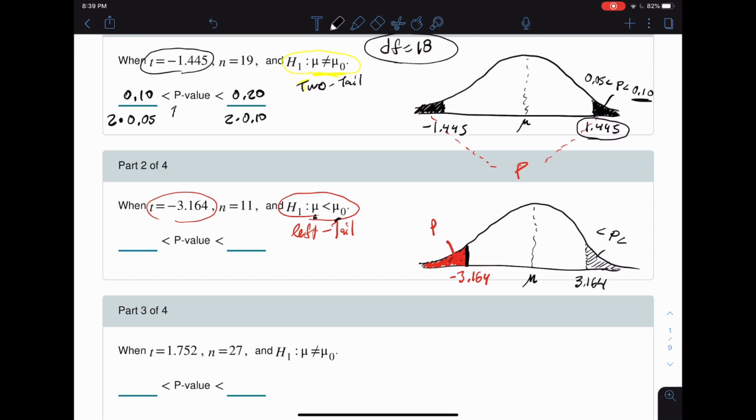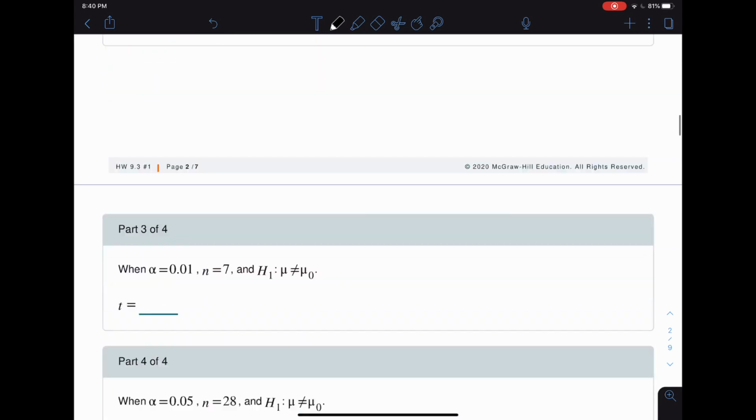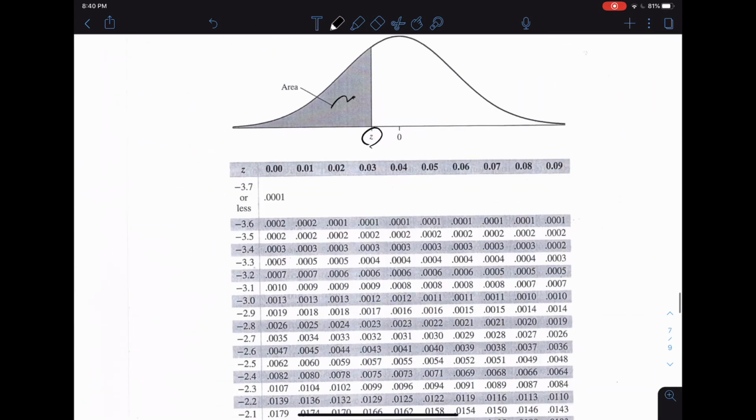Okay, let's look it up. What do we need? We need a degree of freedom, which is 1 less than the sample. Degree of freedom is 10. And we have our t-value we're looking up. Our t-value is 3.164. Degree of freedom, once again, is 10. Okay, we should be able to do this.